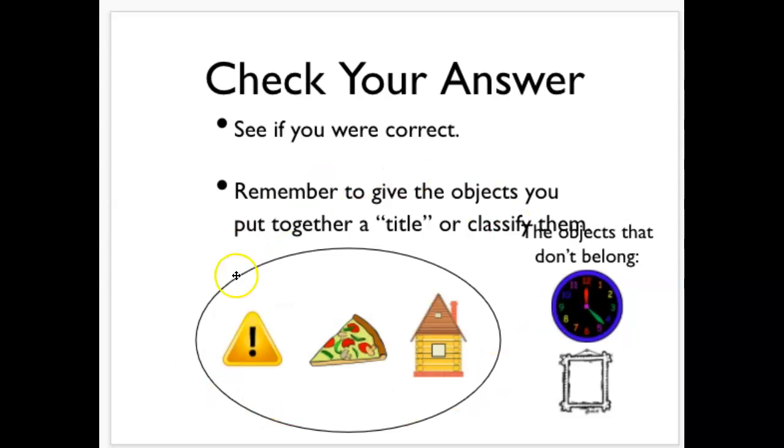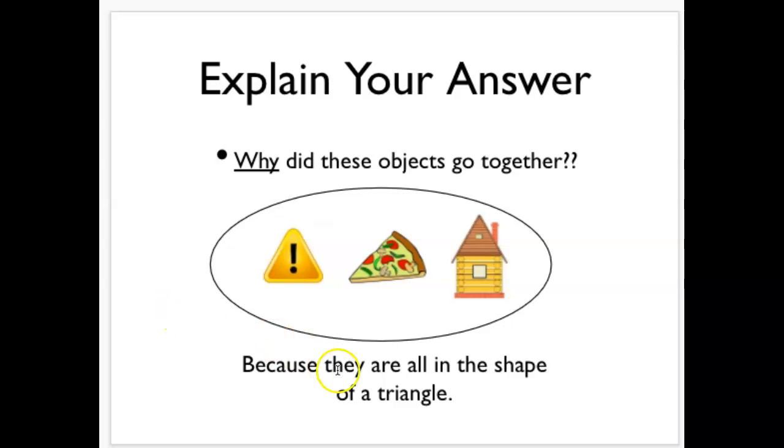Now that I've sorted them by putting these three objects together in a group and putting the ones that didn't belong outside of the circle, if you did the same thing, why did you put those objects together? What was similar or alike? Please explain your answer. I will explain my reasoning. The classification that I used was triangles. I felt that they were all the shape of a triangle, so I put them together in a group.